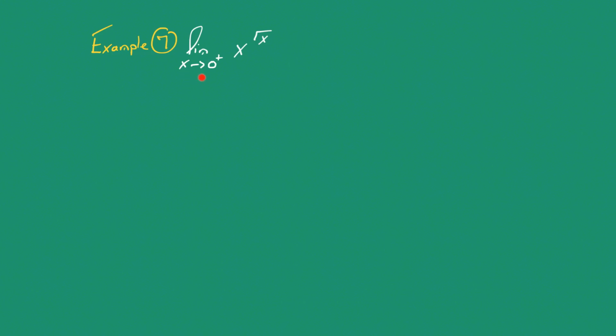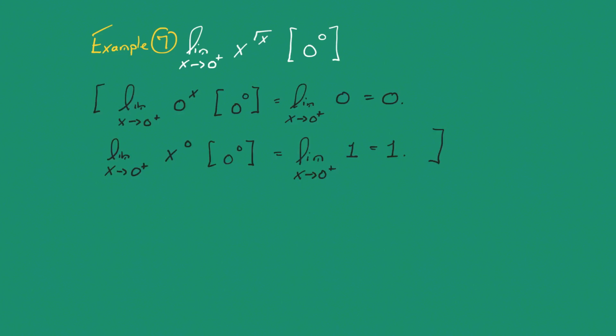All right, in this example, we want to take the limit as x tends to 0 from the right of x to the root x. Well, let's check and see what type this is. Maybe it's not even indeterminate at all, but what is actually happening as x tends to 0 from the right, this x here is going to tend to 0, and this root x is tending to root 0, which is just 0. So this is of type 0 to the 0, and that is indeterminate.